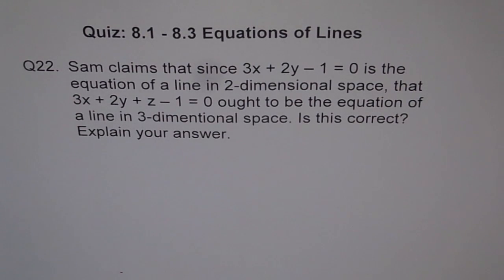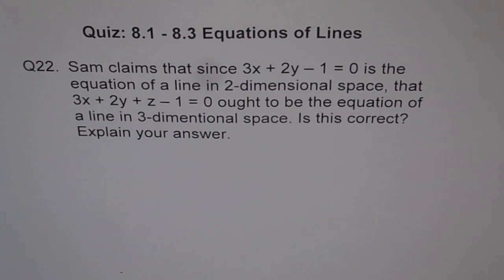Quiz 8.1 to 8.3, Equations of Lines. Question 22. Sam claims that since 3x plus 2y minus 1 equals 0 is the equation of a line in two-dimensional space, that 3x plus 2y plus z minus 1 equals 0 ought to be the equation of a line in three-dimensional space. Is this correct? Explain your answer.